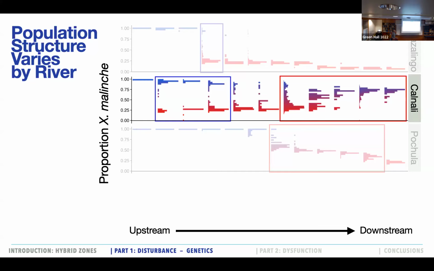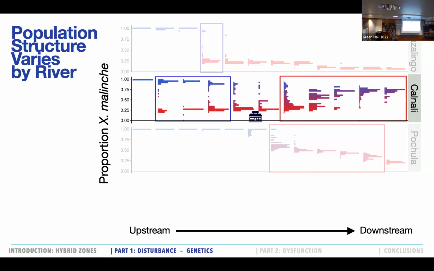And if we look downstream, we see this collapse to a hybrid swarm that then kind of stabilizes in the variance of the ancestry as you go downstream, which is interesting. But it's still just one single population. And of course, in the middle is where the river goes through the town of Calnali. So that was what we saw based on phenotypes and some preliminary data. So we were excited to see that fleshed out.